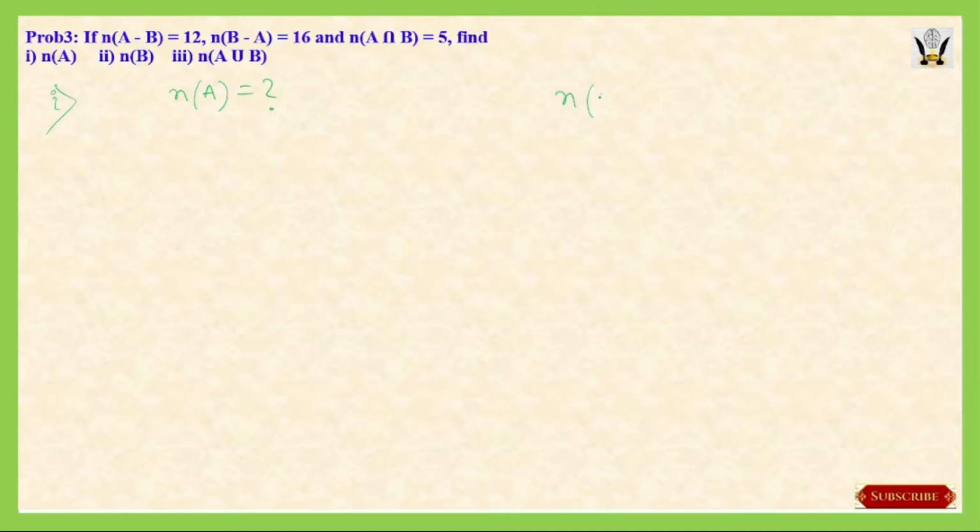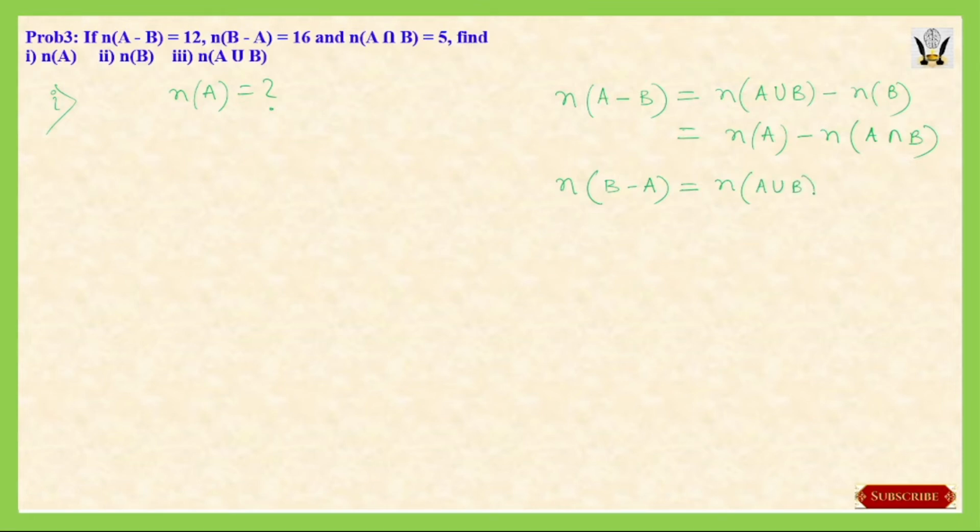Now we know that the cardinal number of the difference between A and B is equal to the cardinal number of the union operation between A and B minus the cardinal number of B, and that is also equal to the cardinal number of A minus the cardinal number of the intersection operation between A and B. Similarly, the cardinal number of the difference between B and A is equal to the cardinal number of the union operation, and this time the cardinal number of A will be subtracted, and that will also be equal to n of B minus the cardinal number of the intersection operation between A and B. Now here what we have to find is n of A for the first problem.